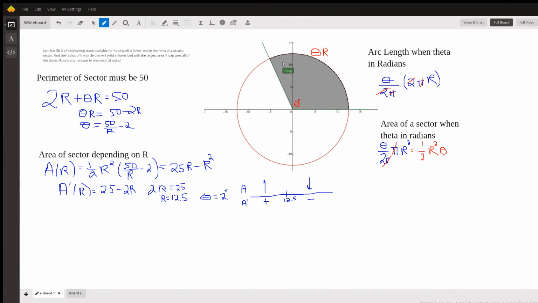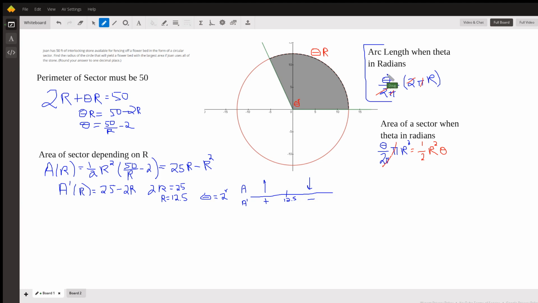Okay, here's the circle with the sector that's going to be the flower bed. It's got a radius of r for the circle, and the central angle is theta in radians. And over here, I've mentioned two formulas dealing with circles when the central angle is in radians. The arc length, this arc right here of the sector, is theta r.